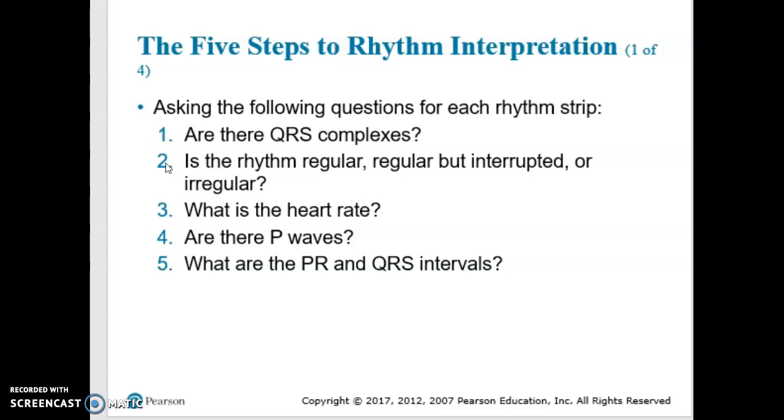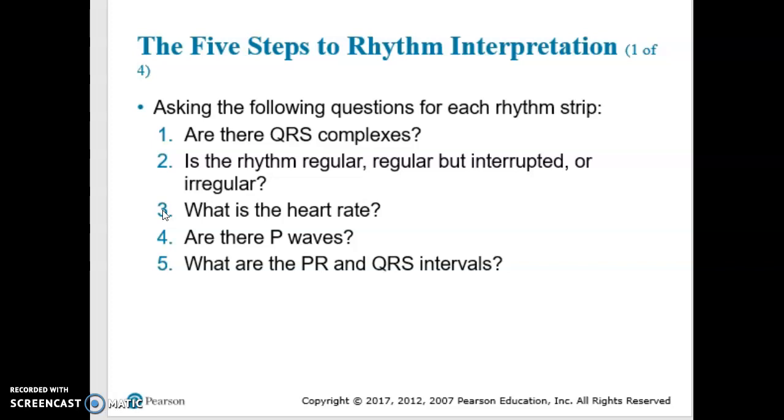So now that we've determined what this rhythm strip is, our third step is calculating the heart rate. Remember, if we have a heart rate greater than 100, it is considered to be tachycardia. And if that heart rate is less than 60, it is considered to be bradycardia. So how do we calculate our heart rate?